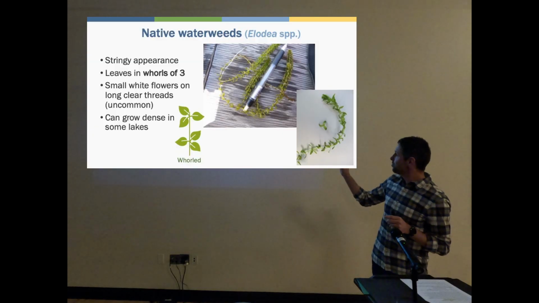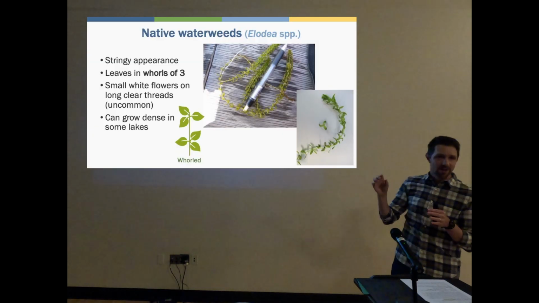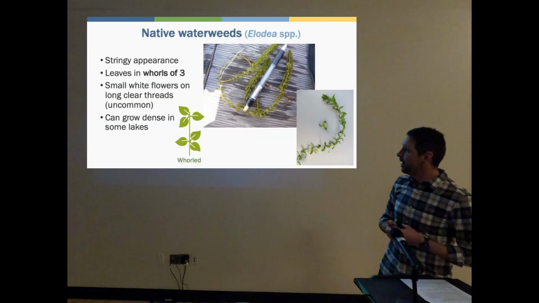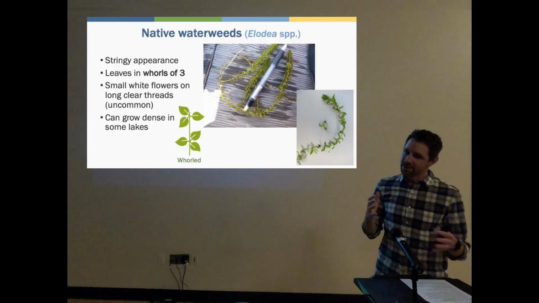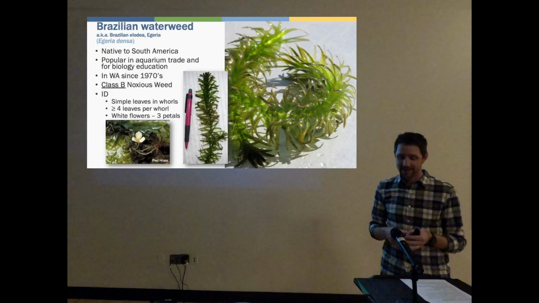So again, our native water weeds, leaves in whorls of 3, stringy. Those leaves are going to be pretty small too. You can see it's kind of tough to gauge, but you got that pencil up there, just how large those plants are, those leaves, pretty small. Again, this can actually grow pretty dense. Sometimes it causes problems in some lakes, shallow areas, canals, things like that. But for the most part, this is a friendly native plant.